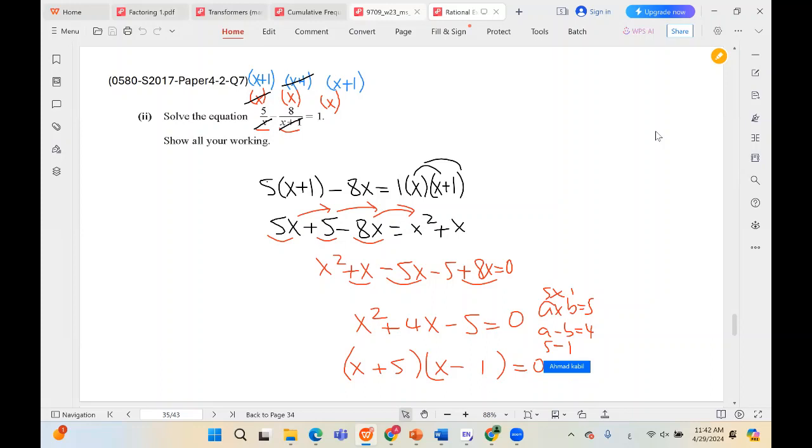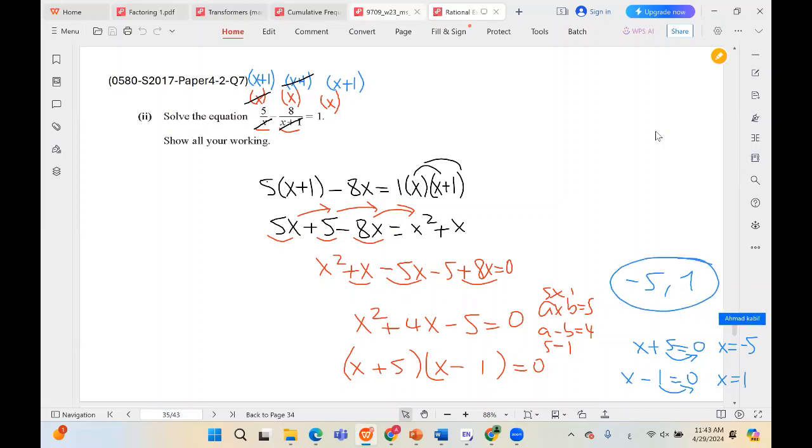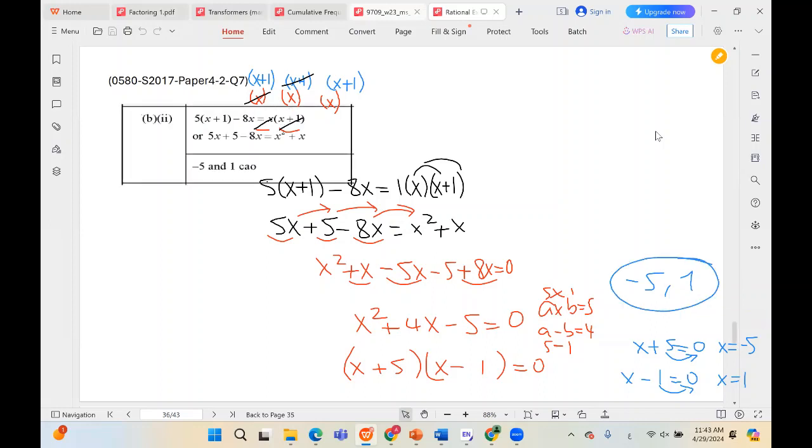Now we have two brackets that are equal to 0. We have to solve each bracket on its own. So we have either x plus 5 equals to 0, or x minus 1 equals to 0. You can take the 1 to the other side. So x equals 1. Same thing with the 5. So x equals negative 5. So therefore, our final answers are negative 5 and positive 1. And these are the correct answers here as well.